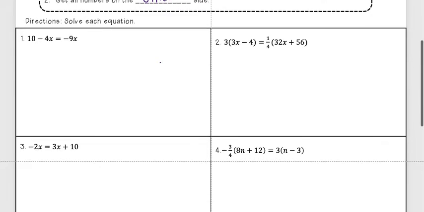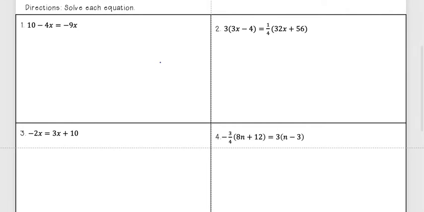So let's go ahead and try this first one. I want to solve this. I see I have a variable on both sides of the equal sign. I want to get them on the same side, so now I have to pick which one I'm going to move. Well, I already have a number on this side and there isn't a number on this side. So that is going to make me choose to move my negative 4x. So I'm going to add 4x to both sides.